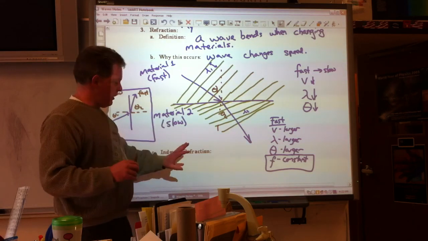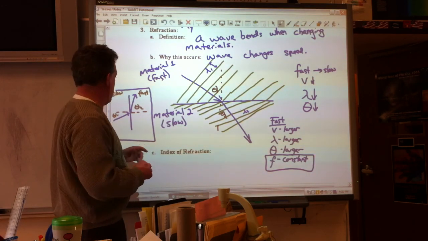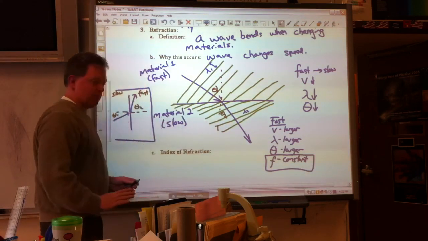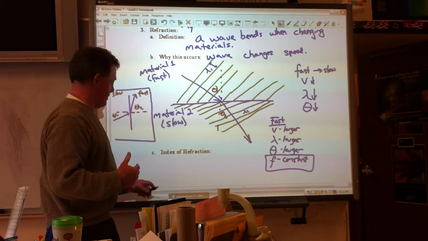Now, a little bit later on, we're going to start doing some math with this, but for right now, if you can pick out which is the fast side, which is the slow side, which way the wave is going to bend, you are in pretty good shape.